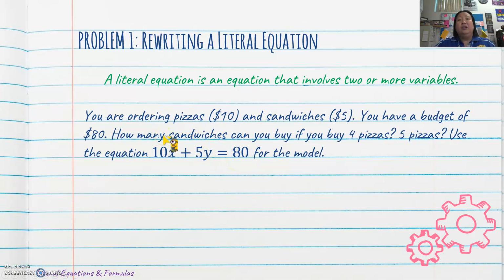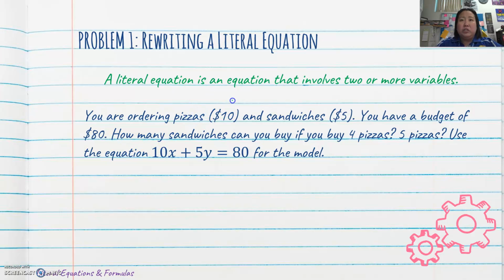First thing, as you can see here, we have two kinds of variables, okay? We are so used to just having x, and here we have two of them, x and y. And we have two items that we need to buy. How do we know which variable represents the pizza and which one the sandwiches? If you take a look, the clues come from the price of each item.